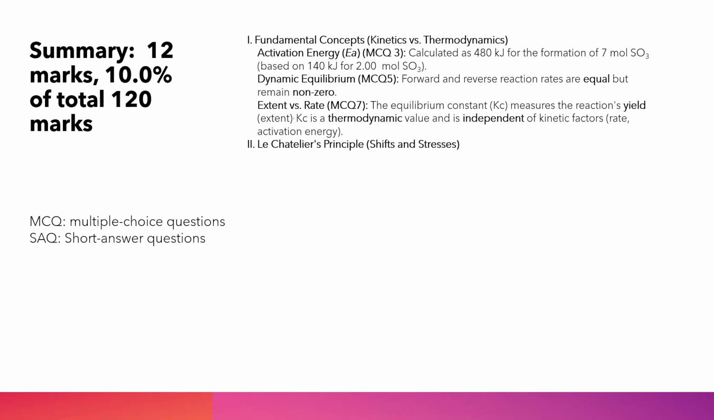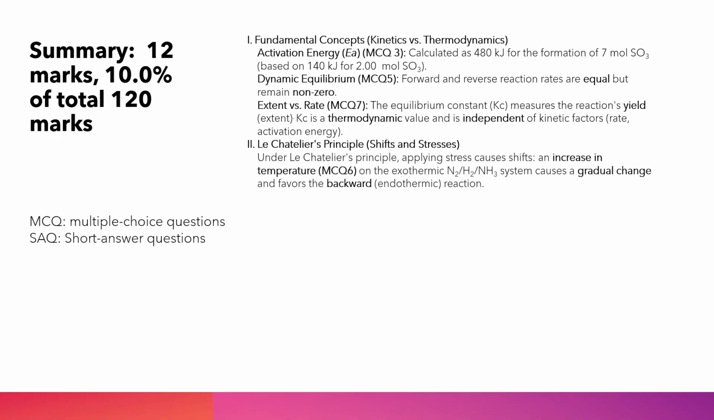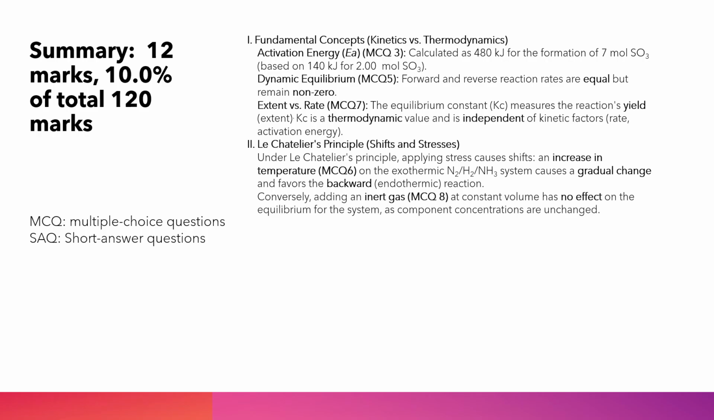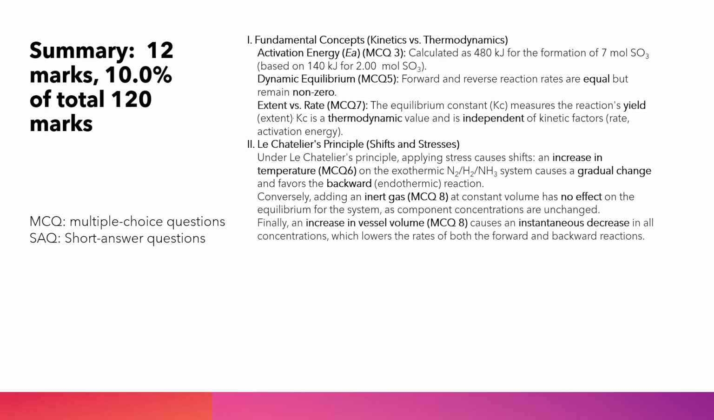Le Chatelier's principle, shifts and stresses. Under Le Chatelier's principle, applying stress causes shifts. An increase in temperature, MCQ 6, on the exothermic N2, H2, NH3 system causes a gradual change and favors the backward, endothermic, reaction. Conversely, adding an inert gas at constant volume has no effect on the equilibrium for the system, as component concentrations are unchanged. Finally, an increase in vessel volume causes an instantaneous decrease in all concentrations, which lowers the rates of both the forward and backward reactions.